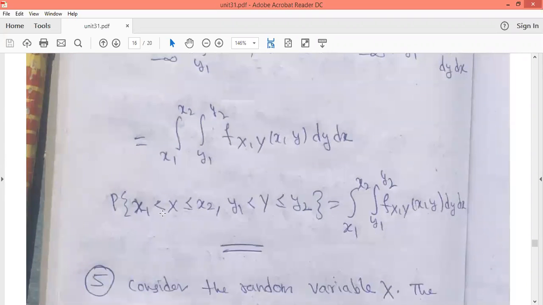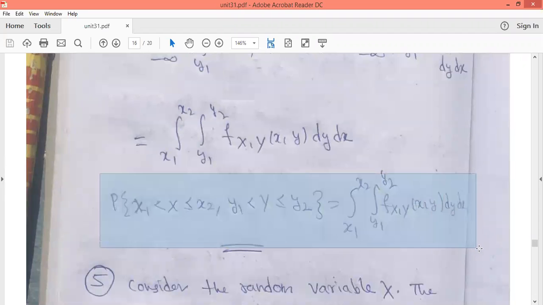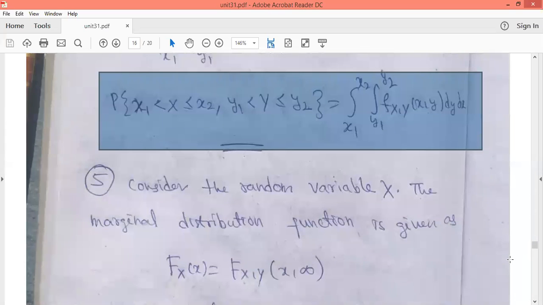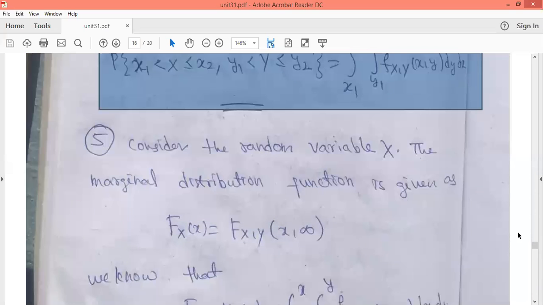Okay, so using this property we can find out the probability of a joint event. That is, the probability of x1 less than x less than or equal to x2, y1 less than y less than or equal to y2 will be equal to integral x1 to x2, integral y1 to y2 fxy of x comma y dy dx. Okay. Now we'll see the fifth property.